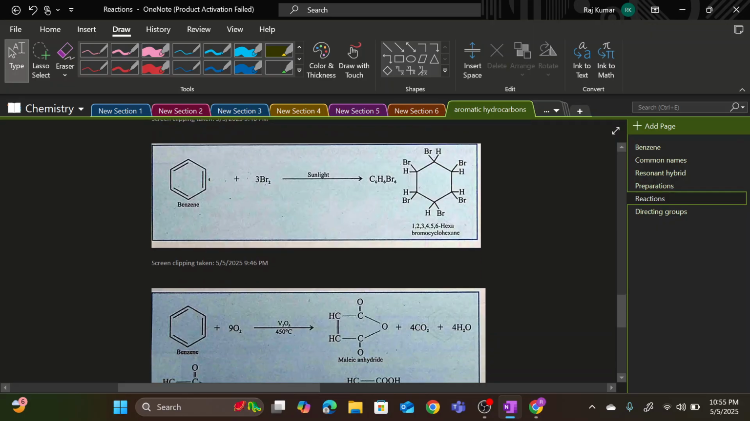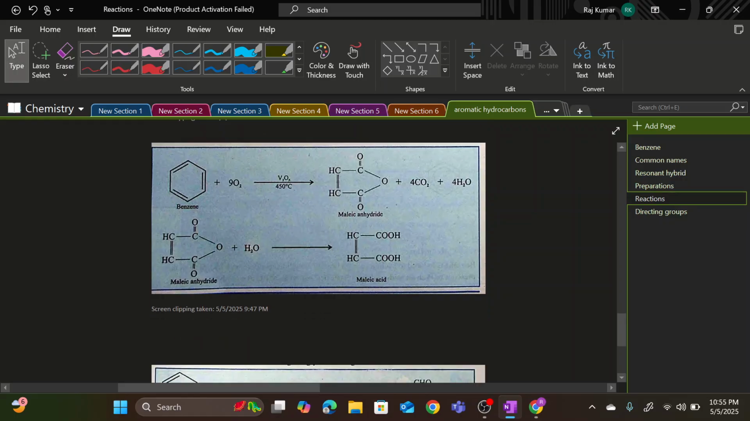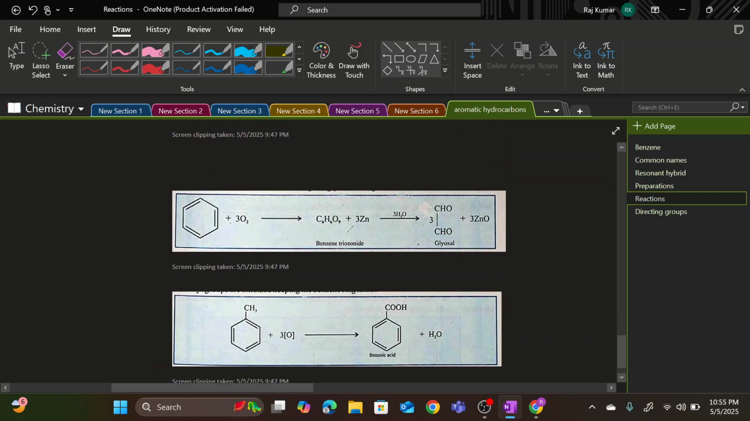The second reaction is halogenation of benzene. We can cause halogenation of benzene in the presence of UV light, which forms hexabromo cyclohexane. And then we have the reaction catalytic oxidation of benzene, which is done with the help of vanadium pentoxide at 450 centigrade. That basically produces maleic anhydride, and that's also the commercial process for formation of maleic anhydride. And maleic anhydride, when it is given water, will decompose into maleic acid.